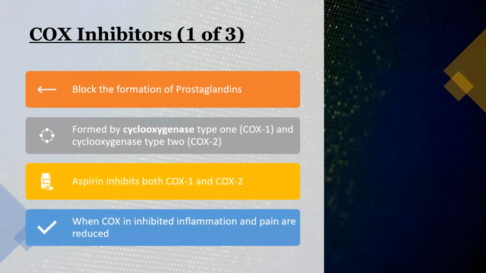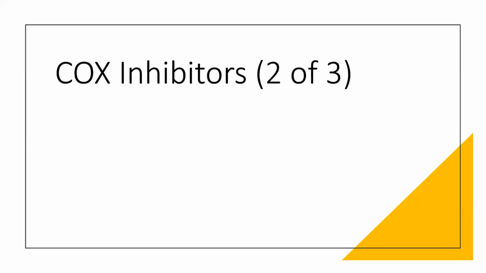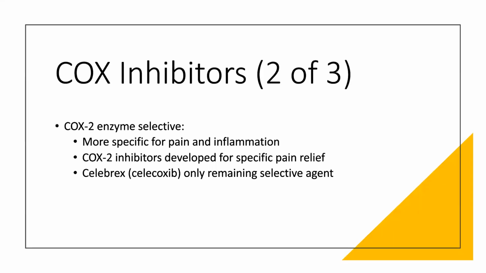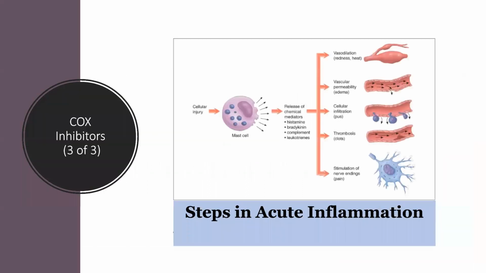So whenever the prostaglandins are released through COX, we give an NSAID, for example, aspirin. It inhibits COX-1 and COX-2, prostaglandins are inhibited, and the pain is reduced. Now, COX-2 selective enzyme inhibitors are more specific for pain and inflammation. COX-2 inhibitors were developed for specific pain relief, and Celebrex, or celecoxib, is the drug which is the only remaining selective COX-2 inhibitor.